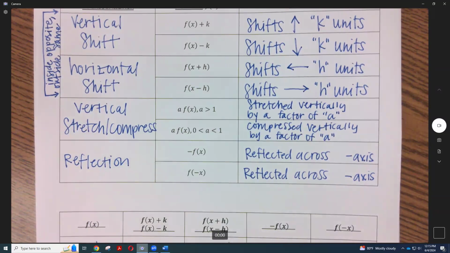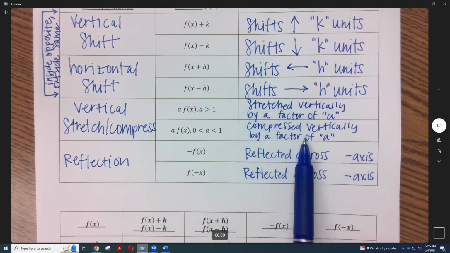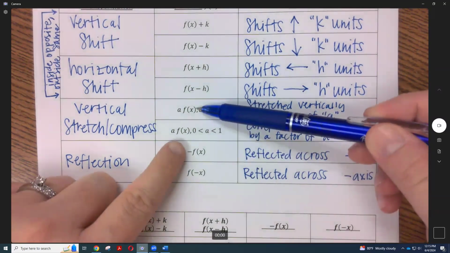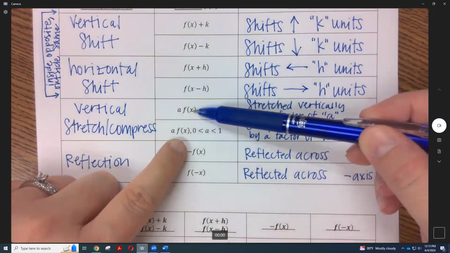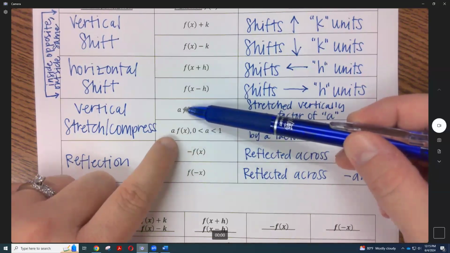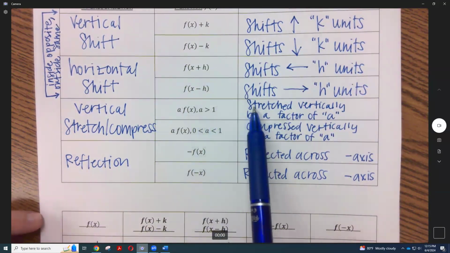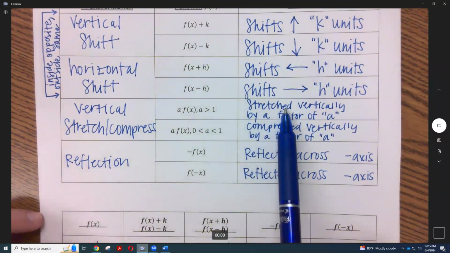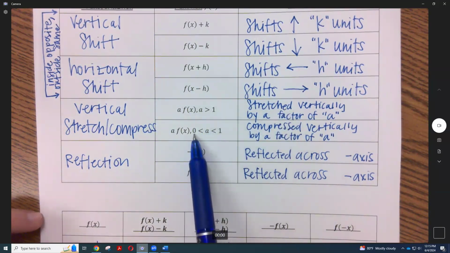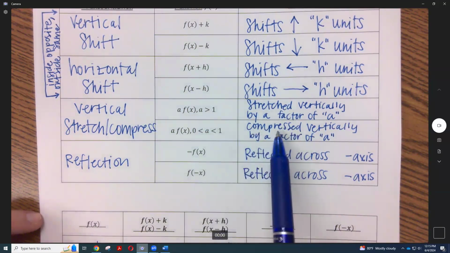Vertical stretch and compression. So I've already filled all of this out. And notice that they both have a times f of x. So whatever my function is, I'm going to have some number out front. If a is greater than 1, it is going to get stretched. If a is in between 0 and 1, it's going to get compressed.